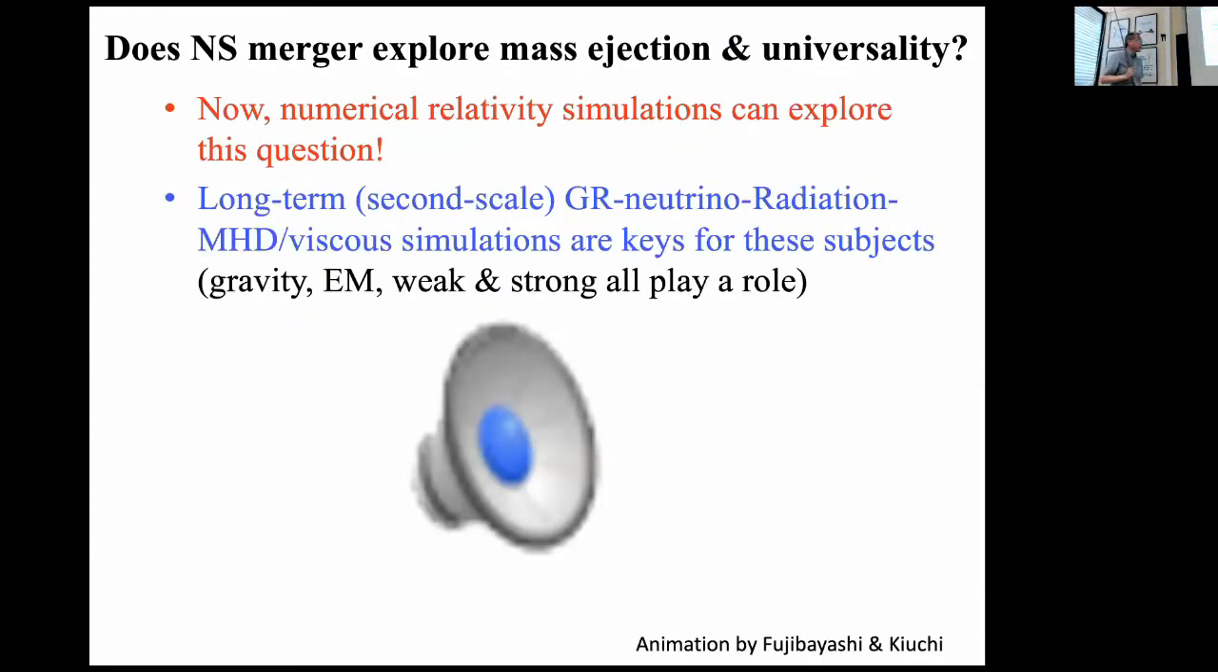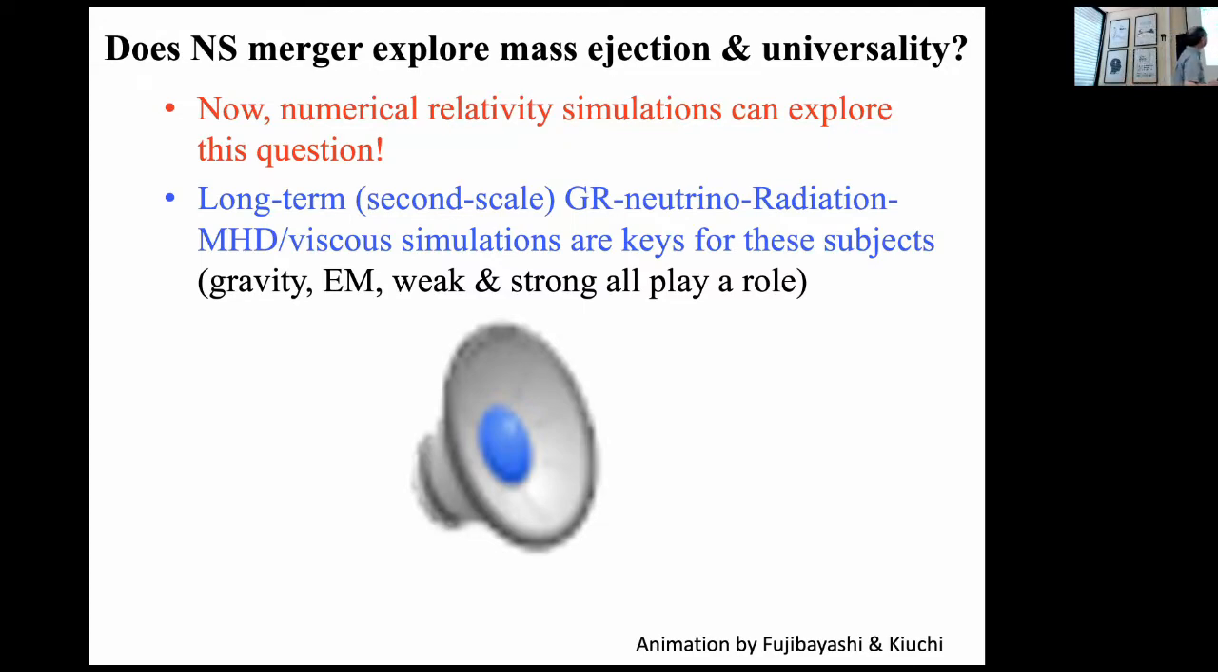Okay, so this is the neutron-star merger universality question, and the answer is yes. So I'm going to talk about the latest investigation about this question. To answer it, we have to perform a very realistic numerical simulation. Realistic means that we have to take into account all the relevant physics.